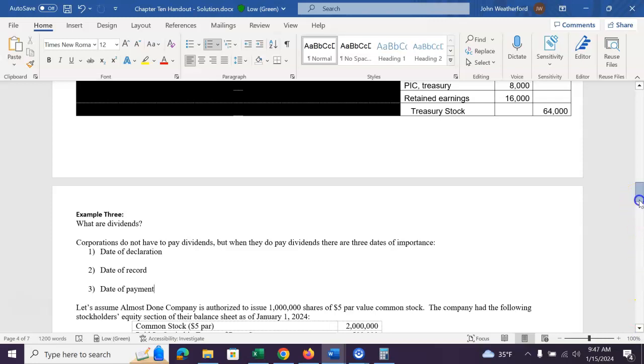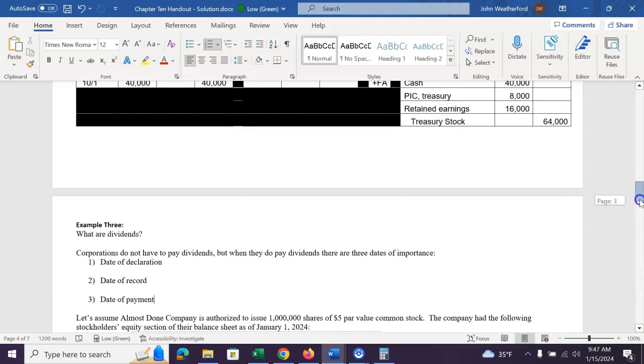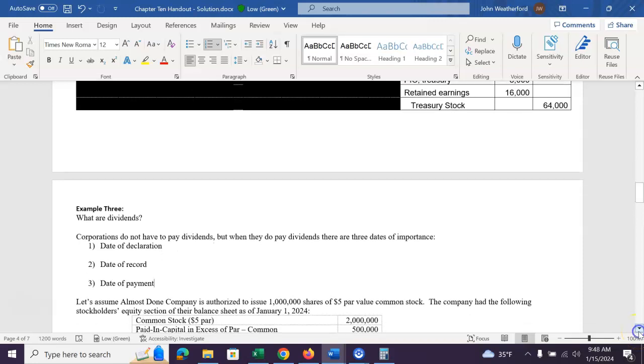All right, the next one is Almost Done. Company is authorized to issue 1 million shares of $5 par value common stock. The company had the following stockholders' equity section of the balance sheet on January 1, 2024. All right, let's look at their accounts.